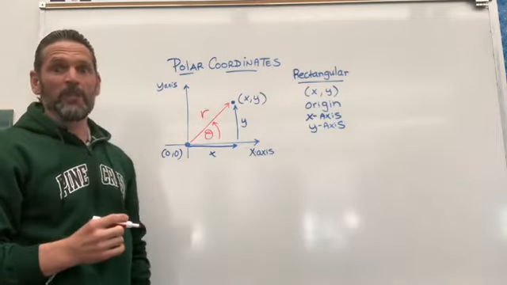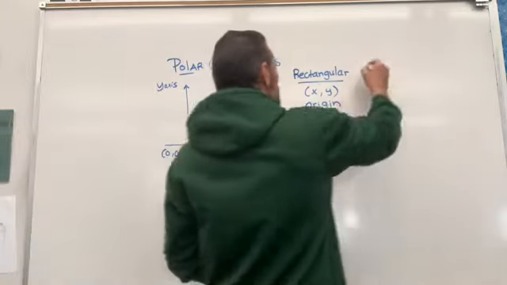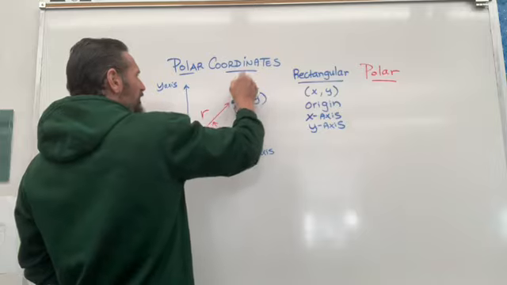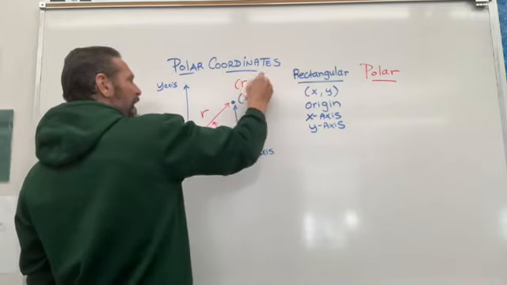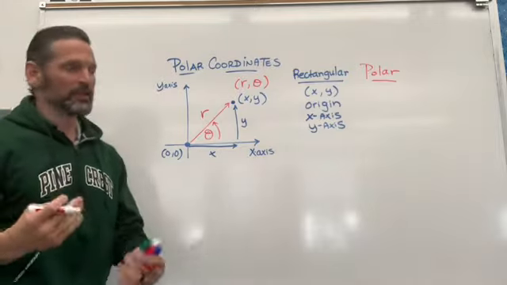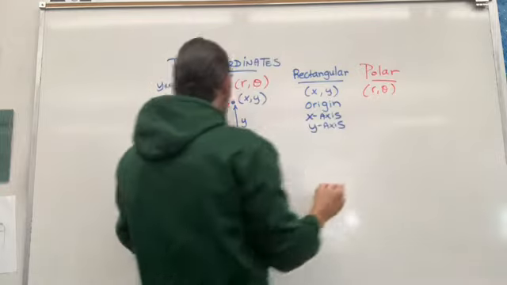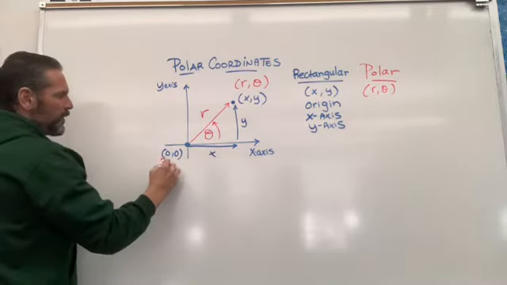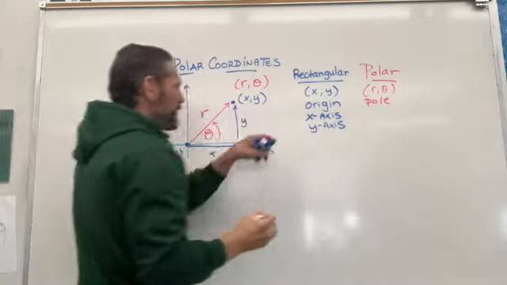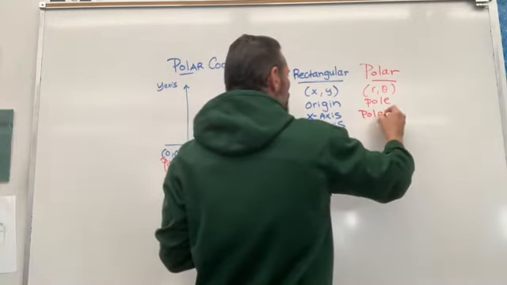So let's talk about what the vocabulary of polar form will be. Polar form. Well, this point will now be directed distance, comma, directed angle. r, directed distance, theta, directed angle. Polar form will have this, r theta. The origin will now be known as the pole. So the pole is the new origin. The x-axis is now known as the polar axis.